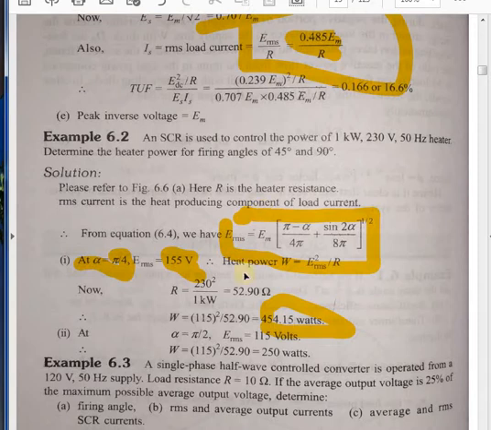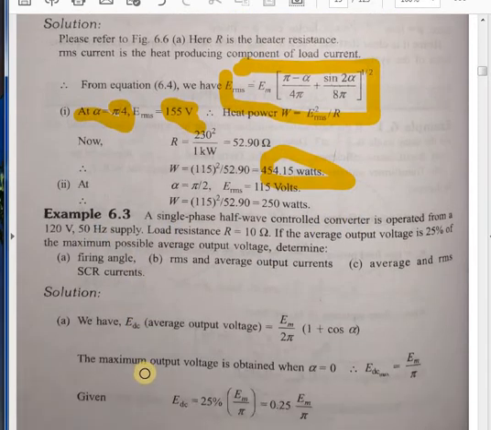So for this you are getting the value as this. Okay, now you have another question where you are being asked: a single phase half controlled converter is operated from a 150 volts 50 hertz supply, and the resistance is this much, and the average output voltage is 25%. This question was given in your first internal exam, if you remember. You have to find out the firing angle, the RMS and average current, and the RMS and average SCR currents.